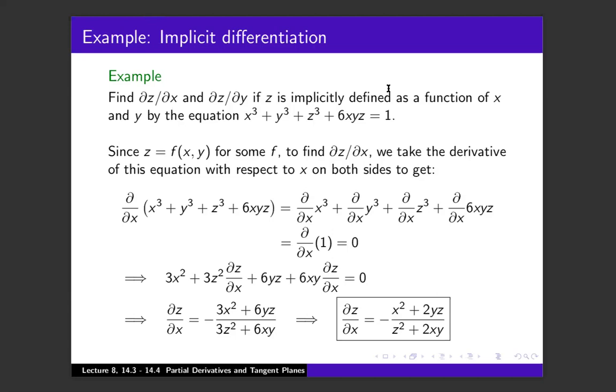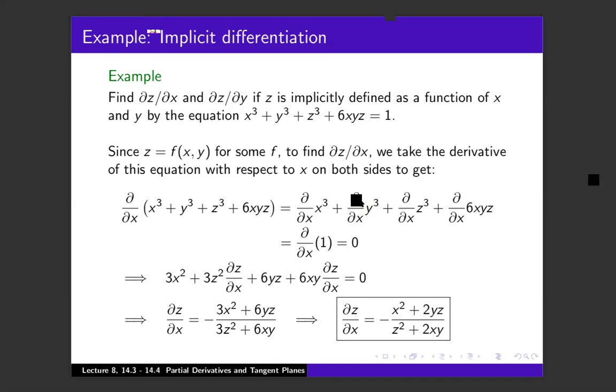First of all, you take the derivative of x cubed with respect to x, and that becomes 3x squared. That's not a problem. So far, so good. What about del x of y cubed? If you're differentiating with respect to x, y is a constant. y doesn't depend on x. So that goes to 0. That's not a problem.